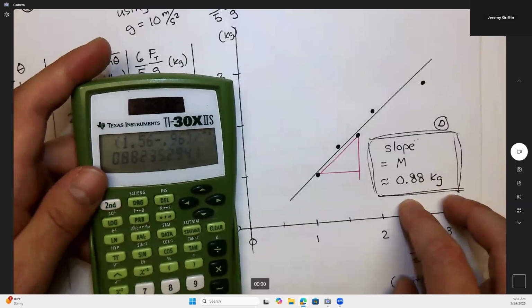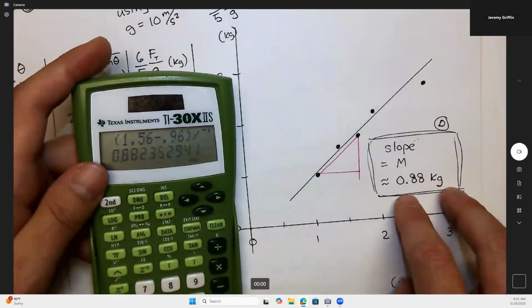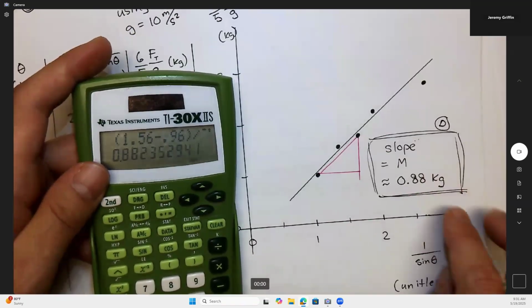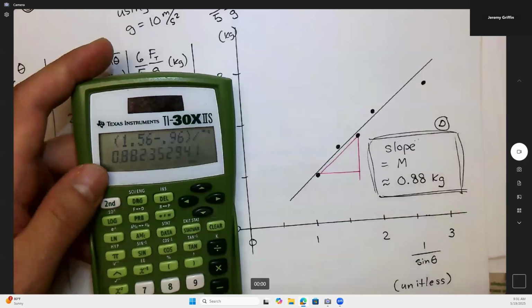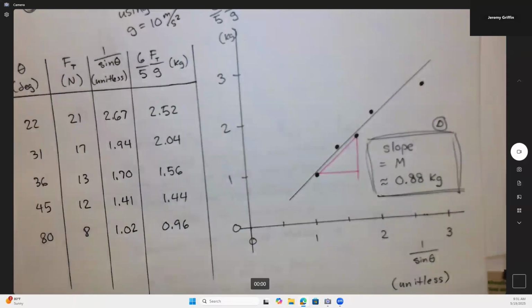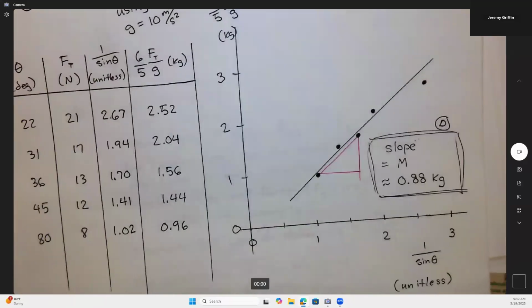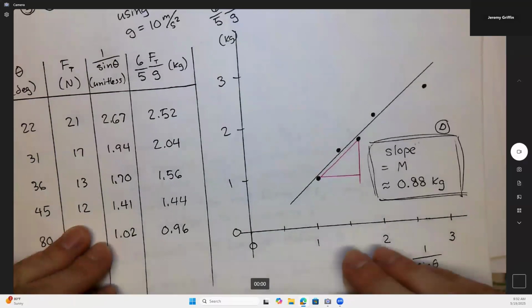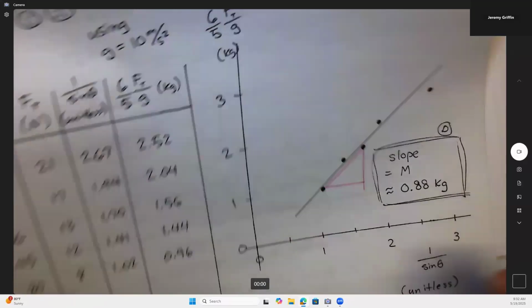So we got 3 values. We got 0.87, we got 0.88 right here, and the full value is like 0.99. Did you guys get somewhere around there, a little less than a kilogram? If you got a little less than a kilogram, then you probably got full credit. All right, nice.